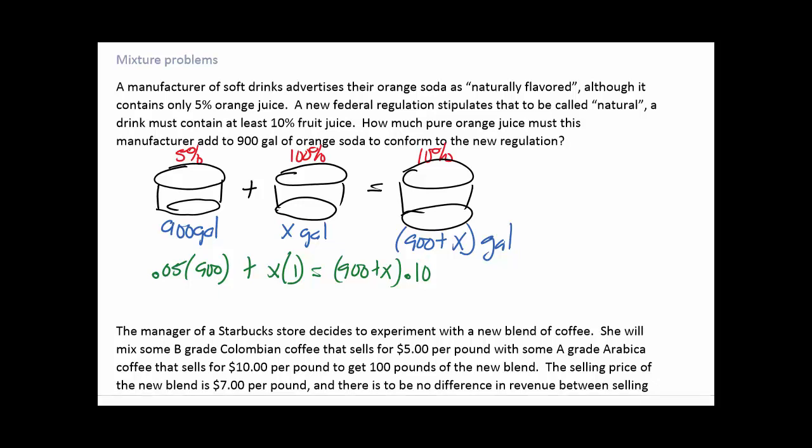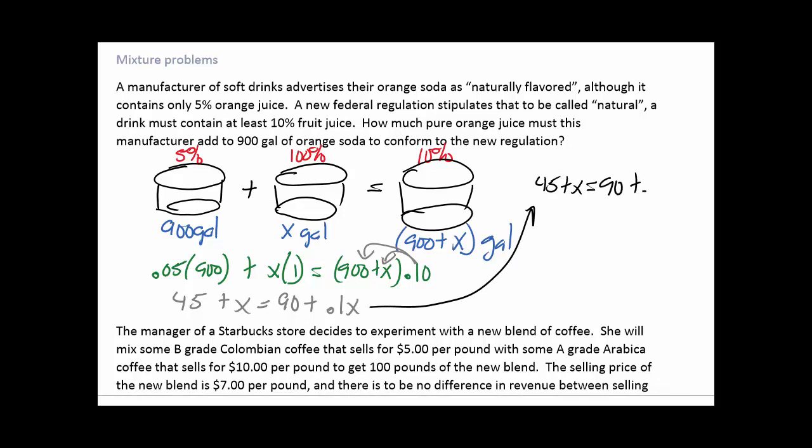Okay, so then let's do some multiplying here. 0.05 times 900 should give me 45, and that's plus x. If I distribute that in, 900 times 0.1 is 90 plus 0.1x. Okay, then I'm going to take this whole party over here. Let me write that out: 45 plus x equals 90 plus 0.1x. So what I'm going to do then is subtract 45 on both sides, and subtract the 0.1x from both sides.